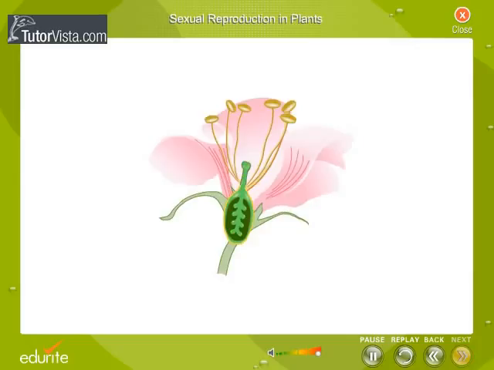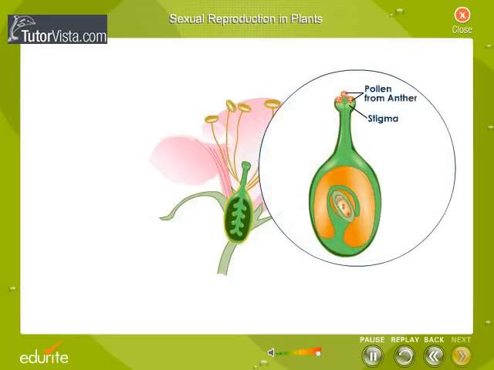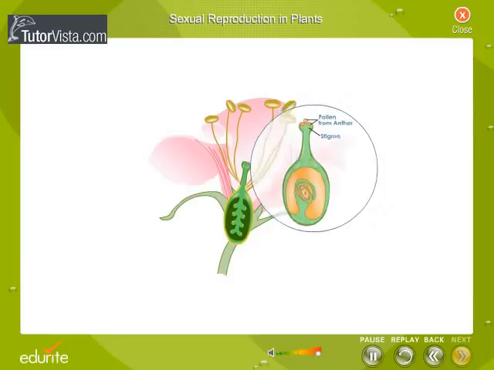Let's now understand how reproduction in plants is brought about. Pollination and fertilization are the two major events that bring about reproduction. Pollination is simply the transfer of pollen from the anther to the stigma of the pistil. The stigma receives the pollen grains.